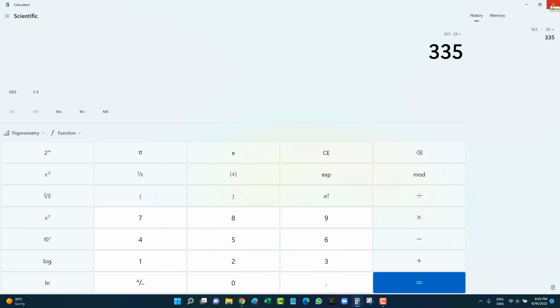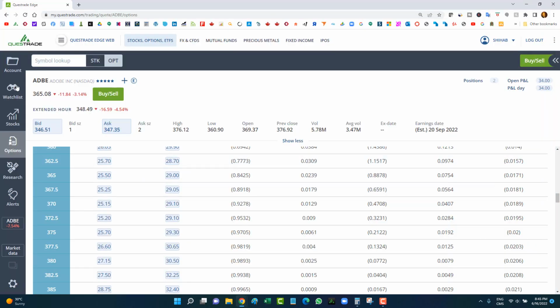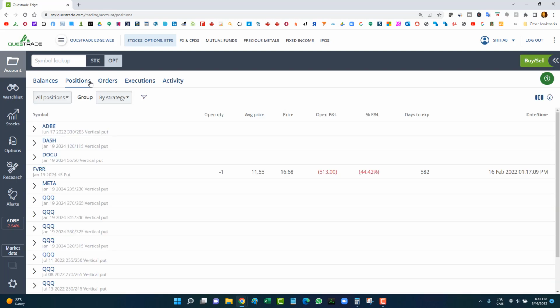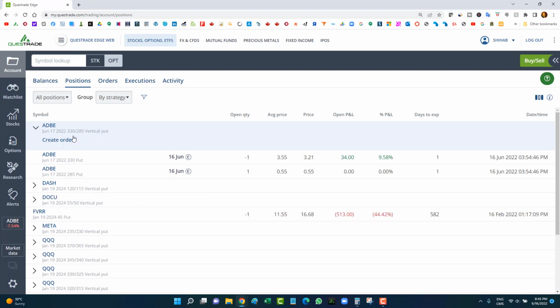So instead of selling the 335, I just went for the 330. And the trade I did here to simulate a naked put, because I don't have the buying power, was a wide spread. I sold the 330 put and I bought the 285 put. So it's a spread that takes about the width of the spread, 330 minus 285, so 45. It takes about $4,500 of buying power minus the credit that I received.